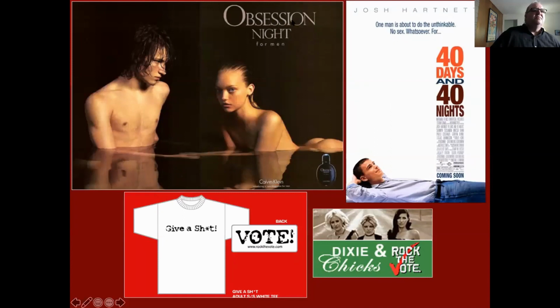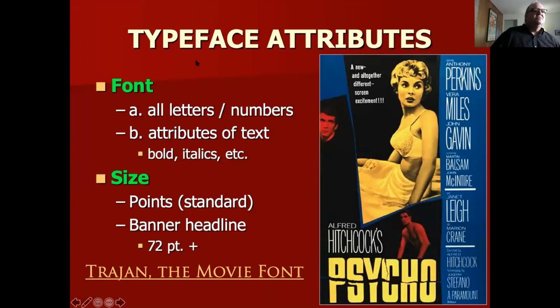This is Trajan, which I think they've got a video on in a minute. So yes, we do. So there are typeface attributes. There is the font, which is the name of the font, which includes all the letters and numbers, and it also includes the attributes of a text. So Bodoni bold, for example, is a font. Bodoni regular is also a font. So some fonts have several versions of them, and then you also have the point size.